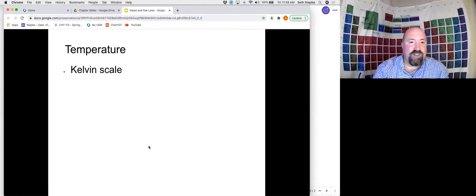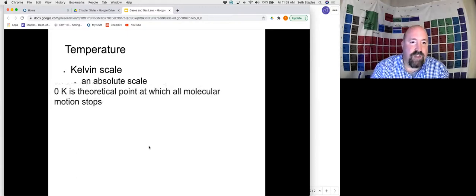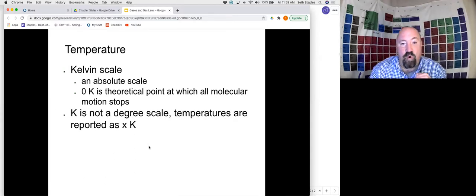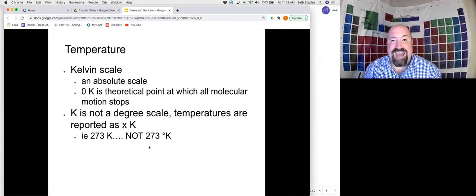And so the Kelvin scale, as I mentioned, it's an absolute scale. Zero is the point at which all molecular motion stops. It's important to note that the Kelvin scale is not a degree scale. Temperatures are simply reported as the number Kelvin. And so, for example, you would say 273 Kelvin. You would not say 273 degrees Kelvin.